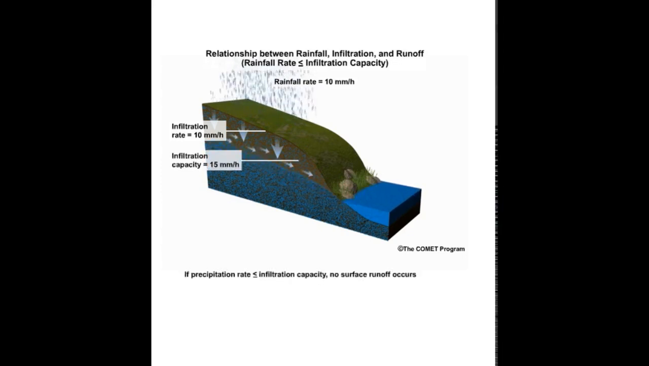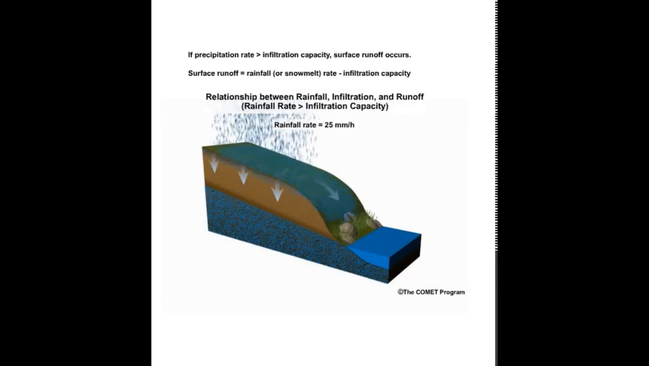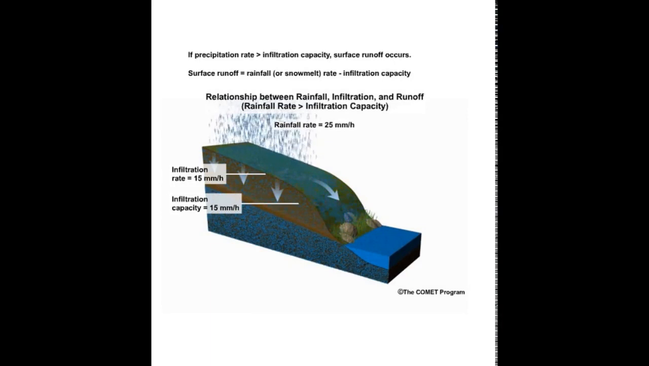If precipitation rate is less than or equal to infiltration capacity, no surface runoff occurs. If precipitation rate is greater than infiltration capacity, surface runoff occurs. Surface runoff equals rainfall or snowmelt rate minus infiltration capacity. For example, if our rainfall rate increases to 25 millimeters per hour, but the infiltration capacity remains at 15 millimeters per hour, then the rainfall rate is 10 millimeters per hour greater than the infiltration capacity. The 10 millimeters per hour that does not infiltrate becomes surface runoff.